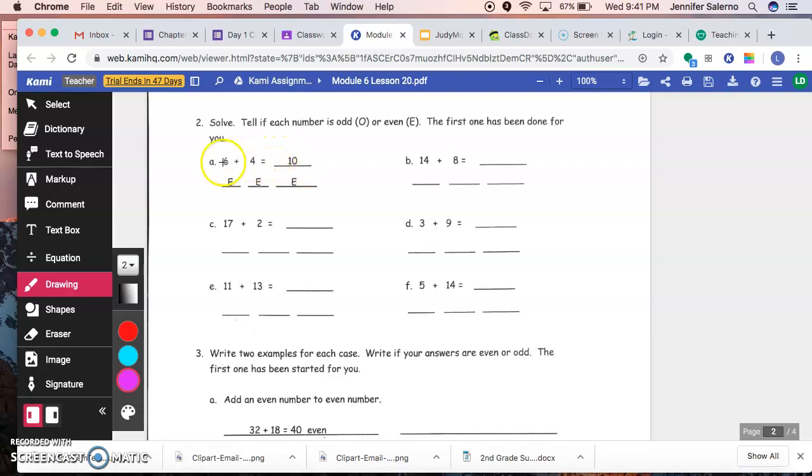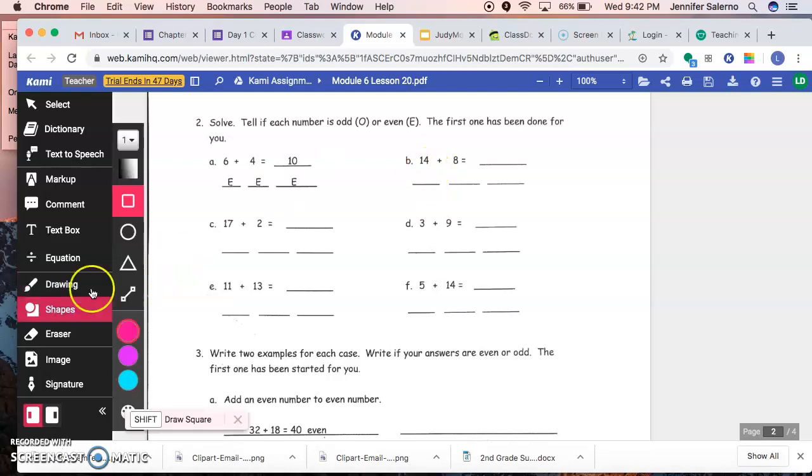If you are ever confused about if a number is even or odd, then you could just draw it out and say, okay, does everything have a pair, or is something left over? Okay? So let's do B together. So 14 plus 8. When I look at the number 14, I'm looking at the number in the ones place, which is the 4. I know that 4 is an even number. Again, if I didn't know that, I would just quickly draw a picture and I would say to myself, okay, everything has a pair here, so that means it has to be an even number.